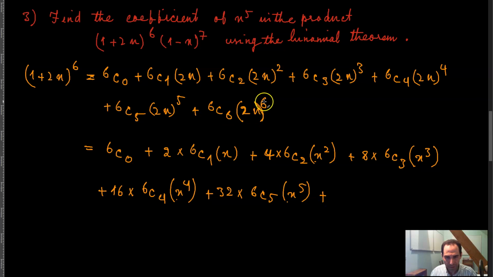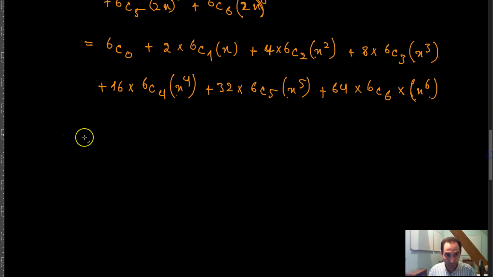plus 2 raised to the power 6 is equal to 64, I suppose, right? So 64 times 6 combination 6 into x raised to the power 6. So that is (1 + 2x) raised to the power 6. You have (1 - x) raised to the power 7 as well.